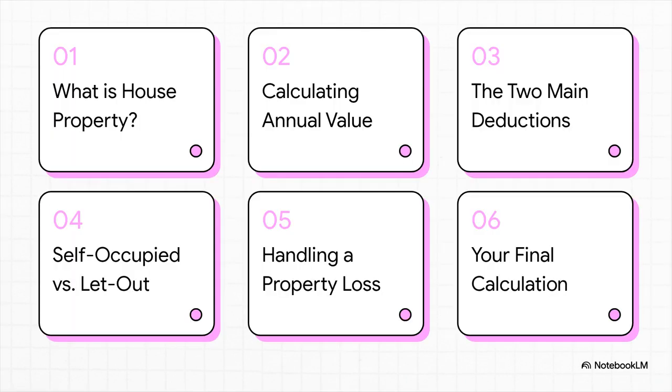So here's how we're going to tackle this. First, we'll figure out what house property income even means. Then, we'll walk through calculating something called the annual value. After that, we get to the good stuff, the deductions that lower your tax bill. We'll also look at the huge differences between a home you live in and one you rent out. And finally, we'll put the whole puzzle together.